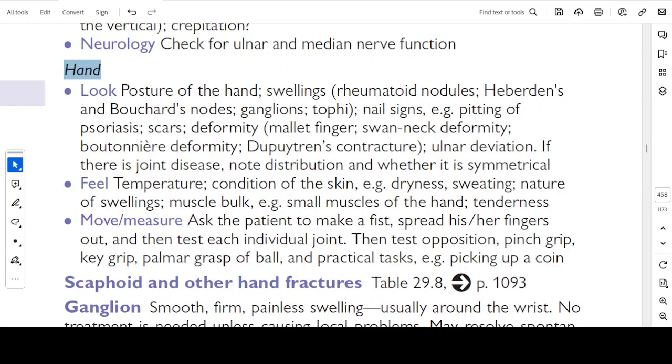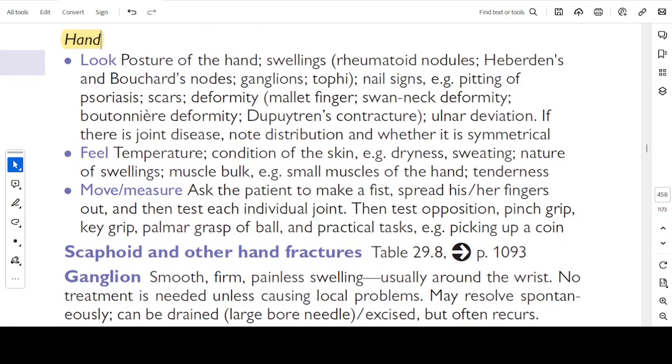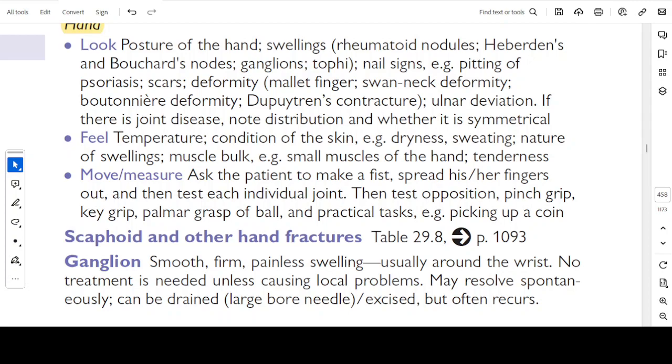Hand. Look at the posture of the hand. The swellings: rheumatoid nodules, Heberden's and Bouchard's nodes, ganglions, tophi. So look for the posture of the hand and swellings. Could be rheumatoid nodules, Heberden's nodes, Bouchard's nodes, both seen in osteoarthritis, ganglions or tophi. Nail signs, pitting or psoriasis, scars, deformity, mallet finger, swan neck deformity, boutonniere deformity, Dupuytren's contracture, ulnar deviation. If there is any joint disease, note the distribution, whether it is symmetrical.